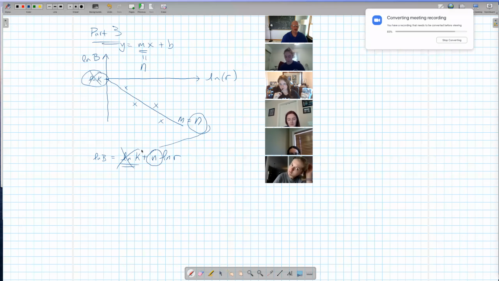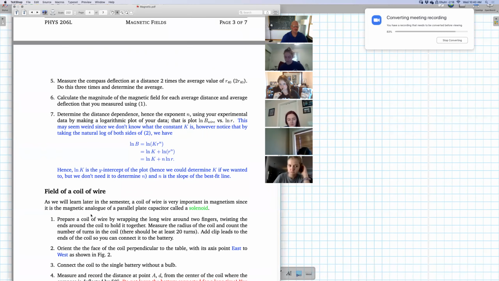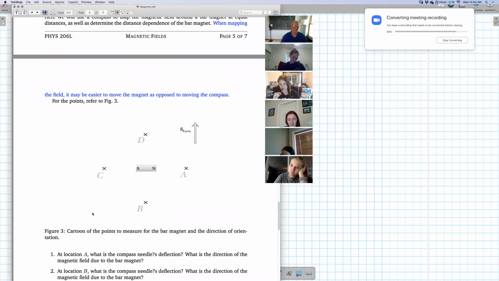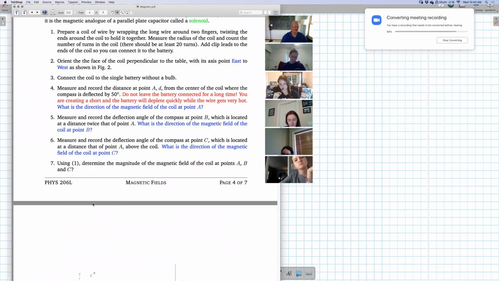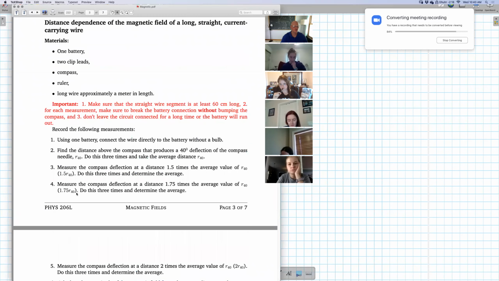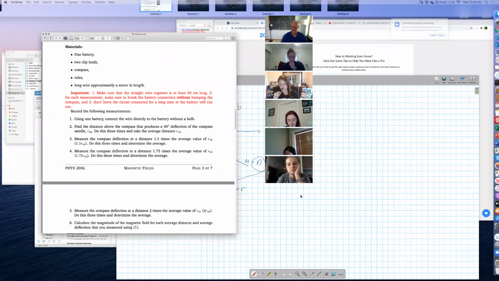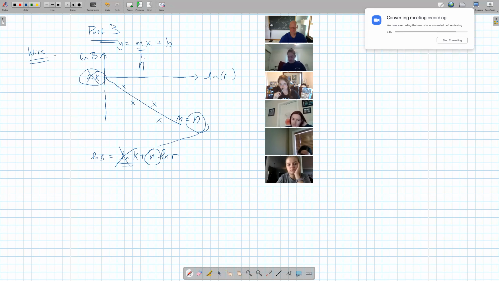Now, parts 4 and 5 are kind of the same. I didn't separate them as parts. Okay, but all part 3. So the first part was for the wire. Yeah, for a long wire. So let's write it this way. This is part 3 for the wire.